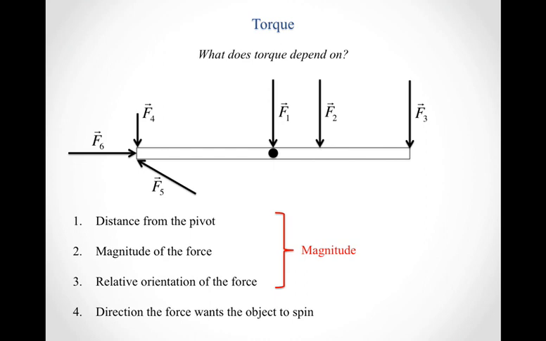So the first three things we're going to put together to calculate the magnitude of the torque generated by a force about a particular pivot. The fourth is going to tell us about its direction. Things that have both magnitude and direction are clearly vectors, so this tells us that torque is a vector.